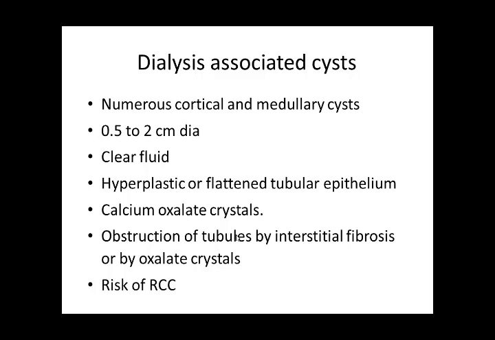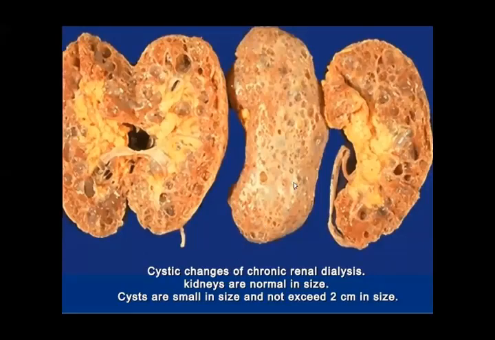So dialysis associated cysts involve cortex and medulla. They could be small, like 0.2 centimeters, or big, but not very big, 2 centimeters. However, they're filled up with clear fluid. They can have calcium oxalate crystals and even stones. Their lining epithelium is hyperplastic or flattened, and they cause obstruction of tubules by fibrosis. So you could see a contracted kidney with a lot of cysts everywhere.